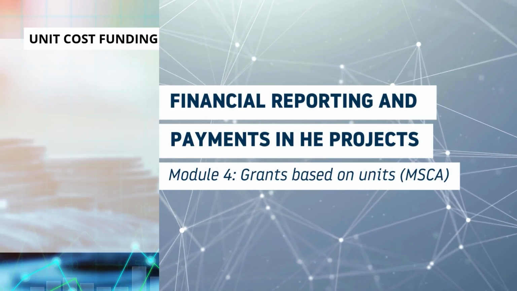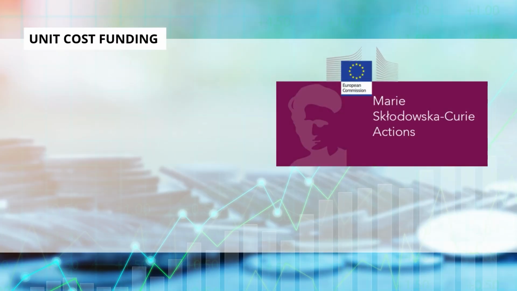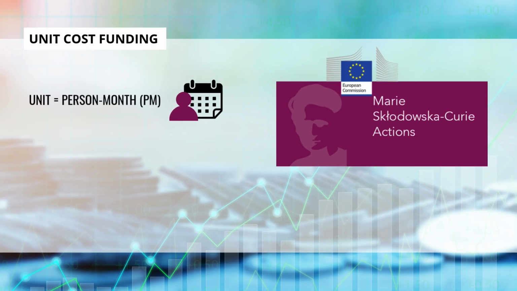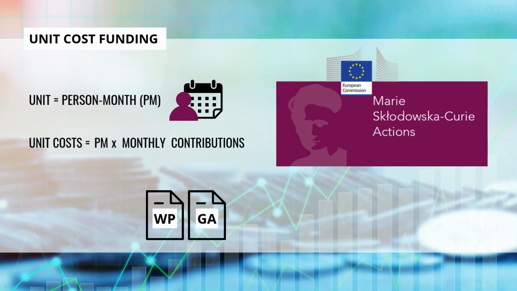In Horizon Europe, unit grants are exclusively used in Marie Skłodowska-Curie actions. A unit represents one person-month that a researcher or seconded staff member spends working on the project. Unit costs are calculated by multiplying the number of person-months reported by each beneficiary by the predefined monthly contributions specified in the work program and the grant agreement.